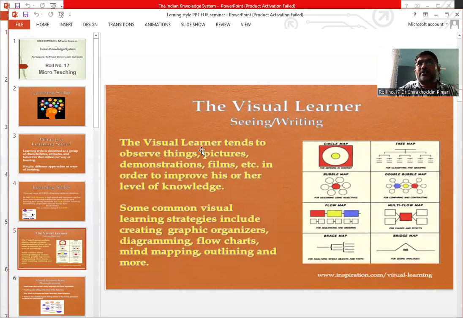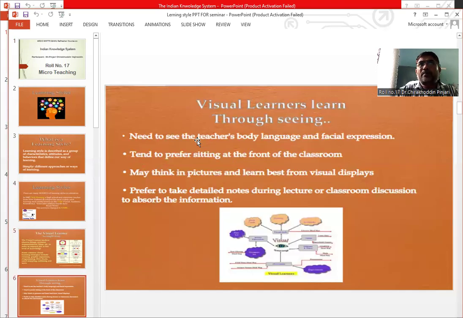The visual learning style: seeing and writing. Visual learners tend to observe things, pictures, demonstrations, films, etc. in order to improve their level of knowledge. Some common visual learning strategies include creating graphic organizers, diagramming, flowcharts, mind mapping, outlining, and more.